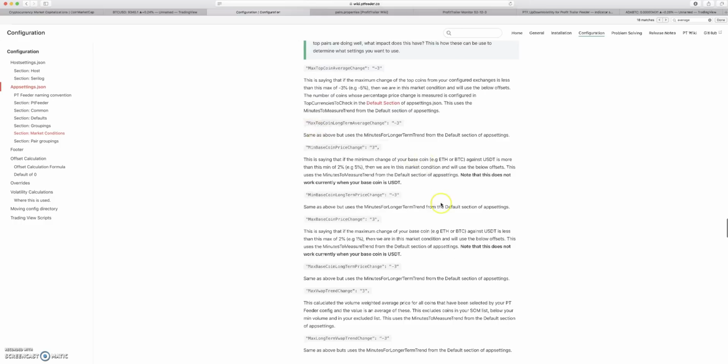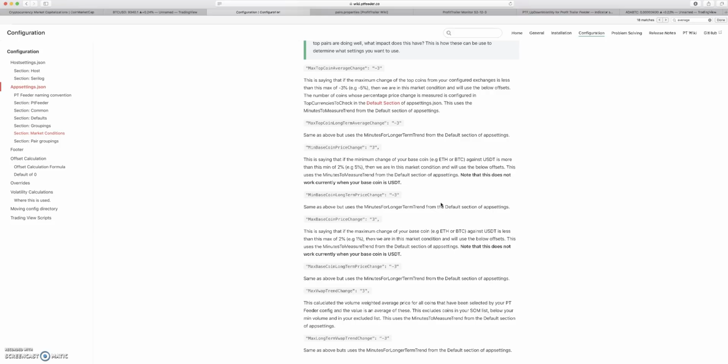But basically, you can use the max top coin long-term average change. And basically, it's the same as the above, but it uses the minutes for longer-term trend from the default section to calculate that average. You can use a min base coin price change. So this is saying that if the minimum change of your base coin, example, Ethereum or Bitcoin, against the US dollar tether is more than 2%, then we are in this market condition and we will use these offsets.